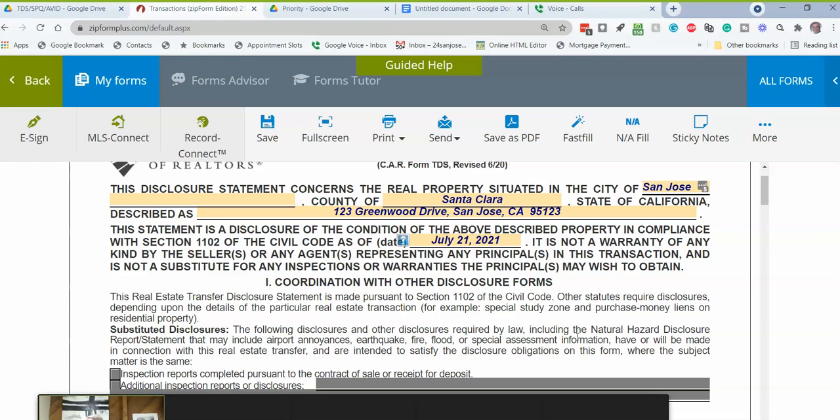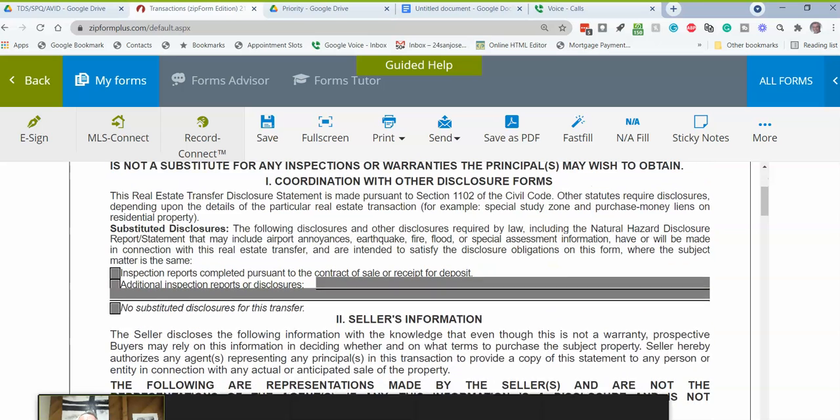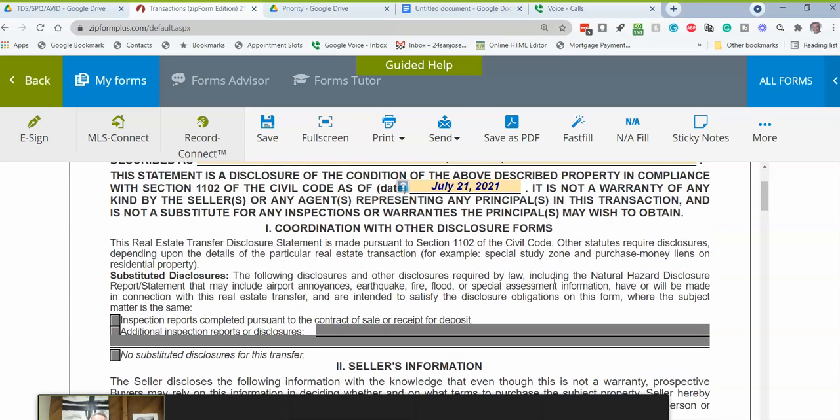Right? Almost everything else that a seller is going to fill out, and we're going to go through all those forms too, but everything else is essentially a warning to the buyer. It's an advisory. All right, so the statement is a disclosure of the condition of the above described property in compliance with Section 1102 of the Civil Code as of, right? What day are they going to be filling it out? It is not a warranty of any kind by sellers or agents representing any principals, and then coordination with other disclosure forms.